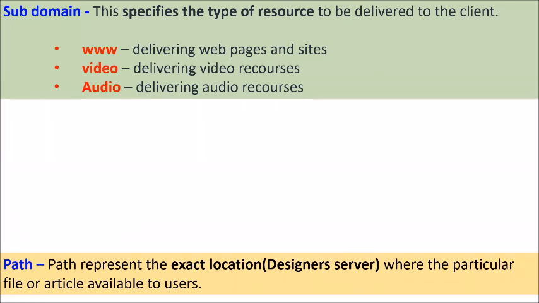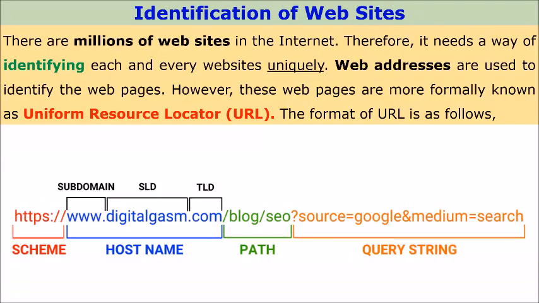Again, look at the URL here in this green color section. Path indicates where that particular web page or website is located, the place where it is located. Normally, if you are designing or creating a web page, that particular web page is located on your computer.